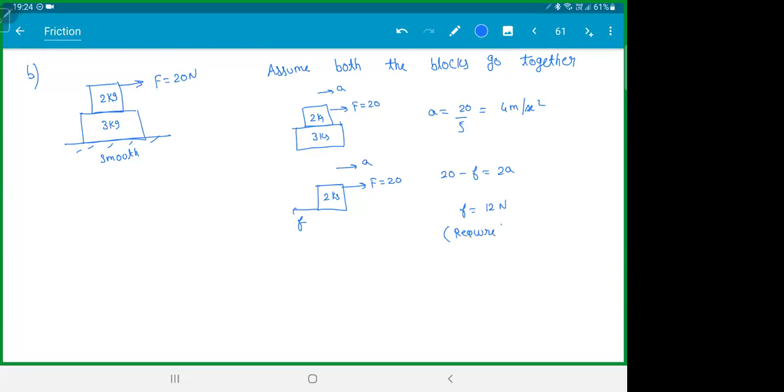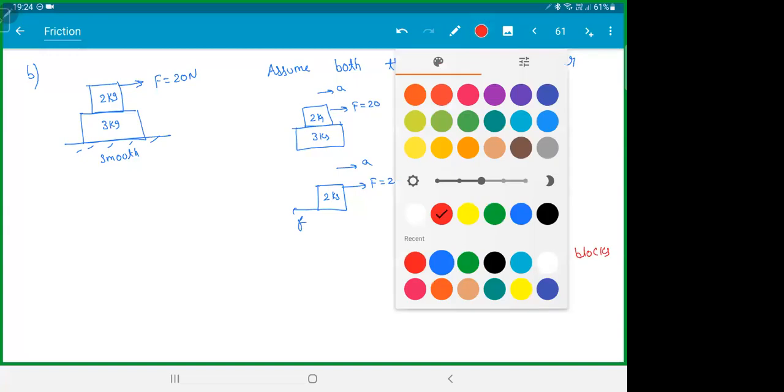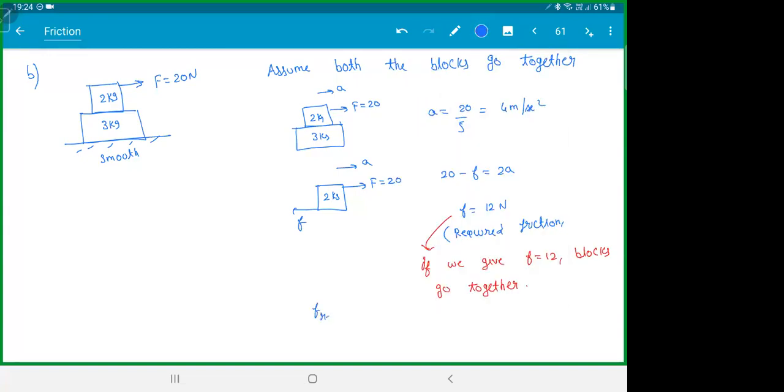Friction is saying, if you give me 12 newtons, that is the meaning of this statement. This is what you should understand every time you get this value. It is saying, if we give friction equal to 12, the blocks will go together. That is the required friction. It is saying, give me 12, I will make sure your assumption is right. But we know F required is 12. F max is 4. So since F required is greater than F max, my assumption is wrong.